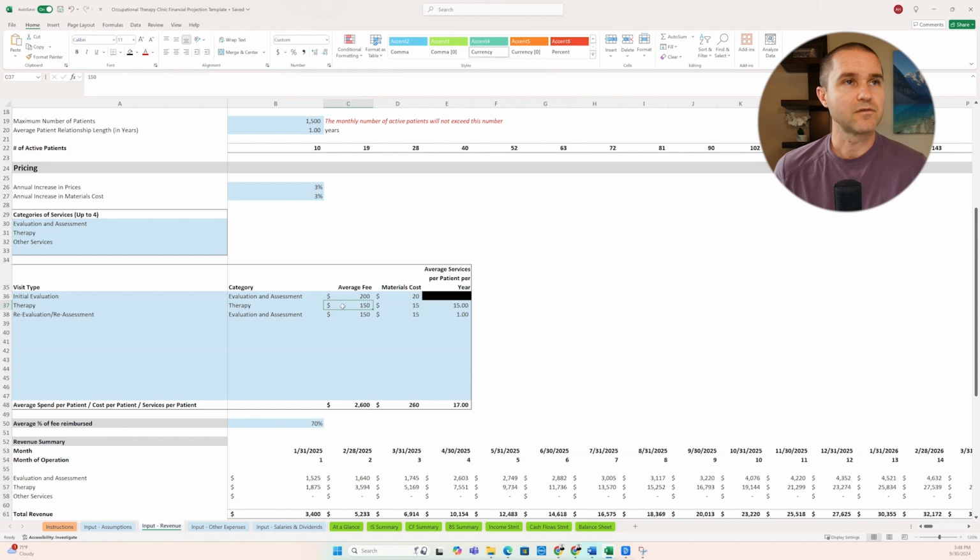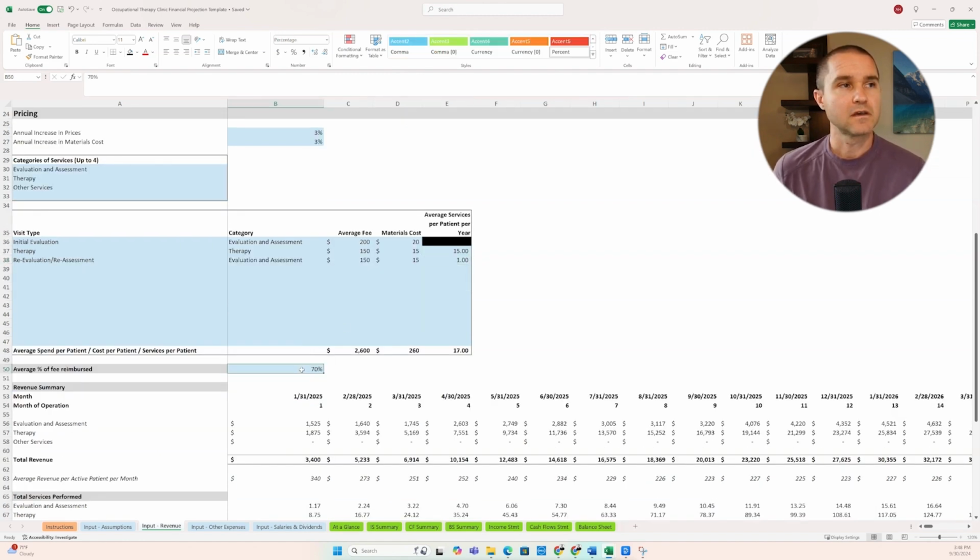And then we have a therapy session here. And so for the therapy session, let's say that's $150. And we can set this number here, this average services per patient per year. So what we're saying here is that the average active patient is going to come 15 times a year for a therapy session. And then this last entry here is a reevaluation or reassessment. And we say once a year, every active patient is going to have a reevaluation or reassessment is the idea there.